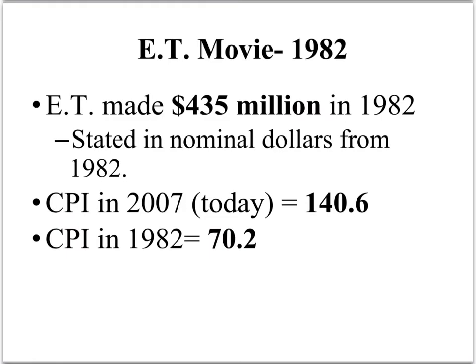For example, we're going to use E.T., which came out in 1982. E.T. made $435 million in 1982, and that number is stated in nominal dollars from 1982. What we're going to do is update that number into real terms and put it in the dollar amount for 2007, which we're going to use as a comparison. So the CPI in 2007, which we're going to use as today, is equal to 140.6. The CPI in 1982 was 70.2.